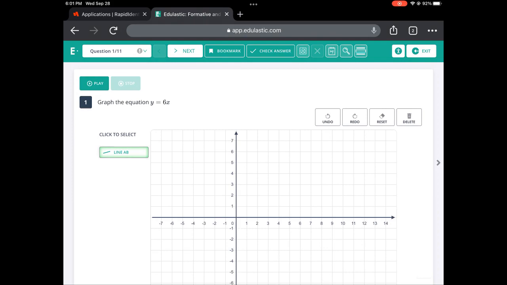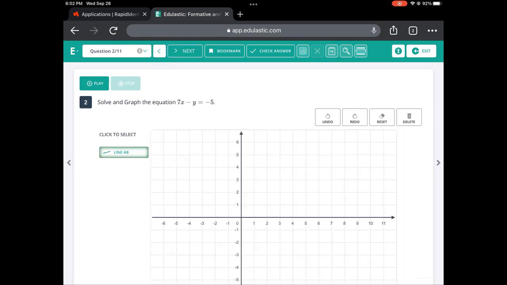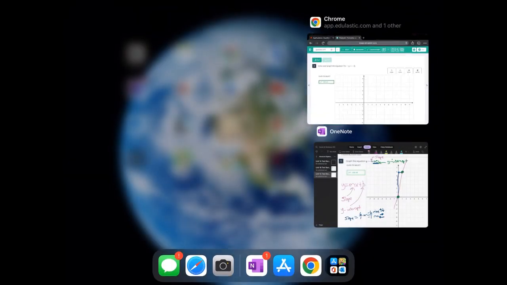I would click on the line AB feature, and the first thing I would do is click on the origin, 0, 0. Notice that gives me point A. Point B, I can then click on, and I can move that around to wherever I would like. In this case, I'm going to rise 6, run 1, set my point, and now my graph is done. I have graphed that equation. Let's move on to equation 2.